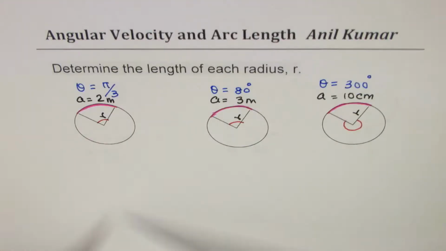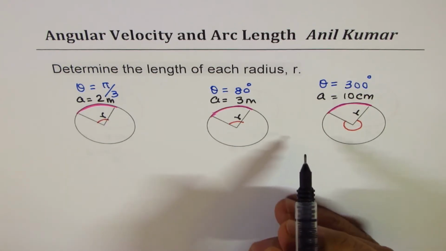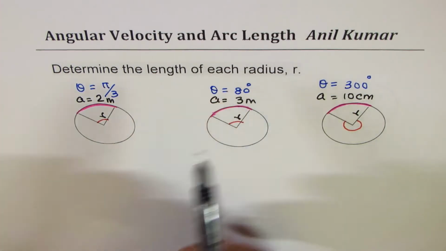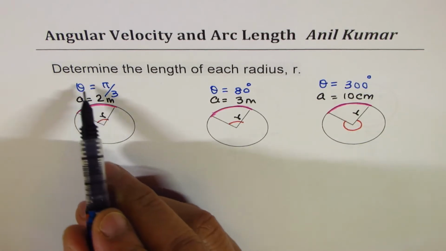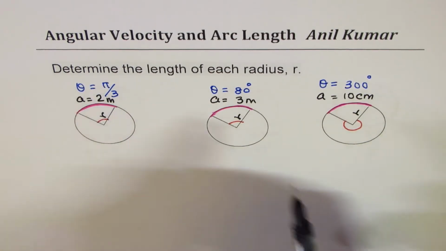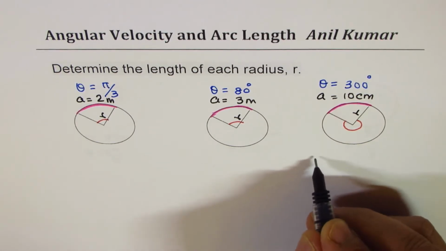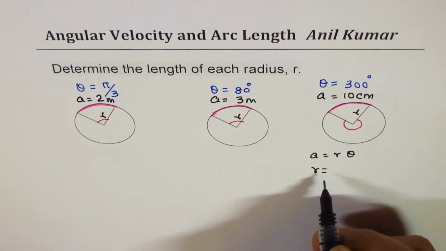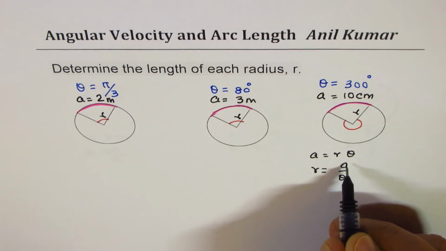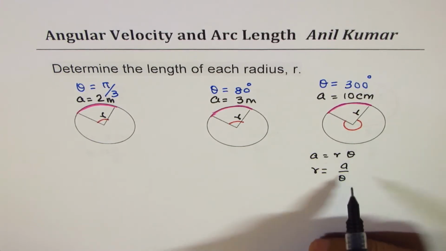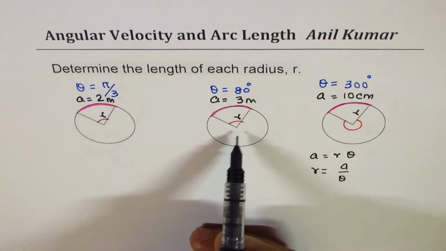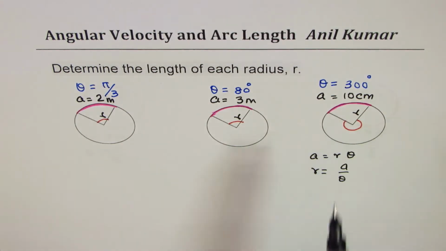Let's move on. Now we are doing very similar exercises. I'll do one or two of them, you do the rest. Determine the length of each radius r. We are given arc length and the angle theta, right? So we know the relation, let me write it down here: A equals r theta. If you want r, we can rearrange this as r equals A over theta, where theta is in radians. As you will observe, here we have been given theta in degrees, here in radians. Let me solve both of them. That is an exercise for you, correct?